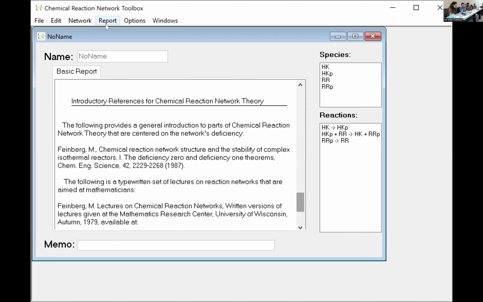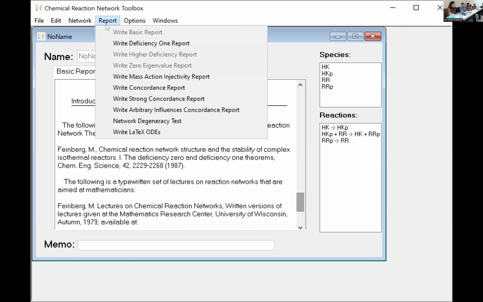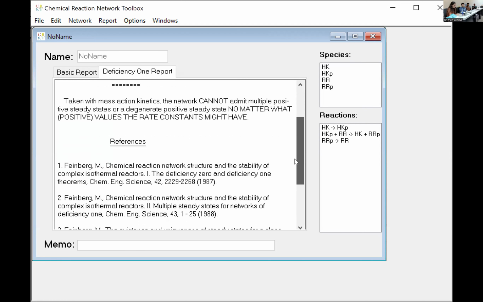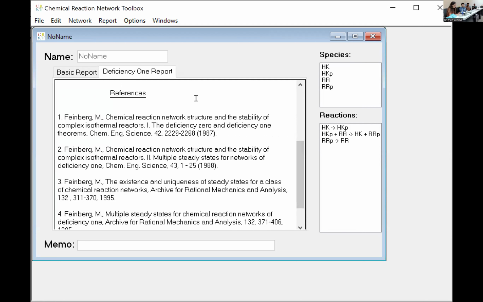Once I have this basic report, I can ask for more reports. So it has deficiency 1, I can go to the deficiency 1 report. And then the deficiency 1 report tells me that using the deficiency 1 theorem, it can conclude that this network cannot admit multiple steady states in a positive steady state class. So for no reaction rates are there multiple steady states. So it's monostationary. And it gives me the references. So the theorems that are used here, I can find them.